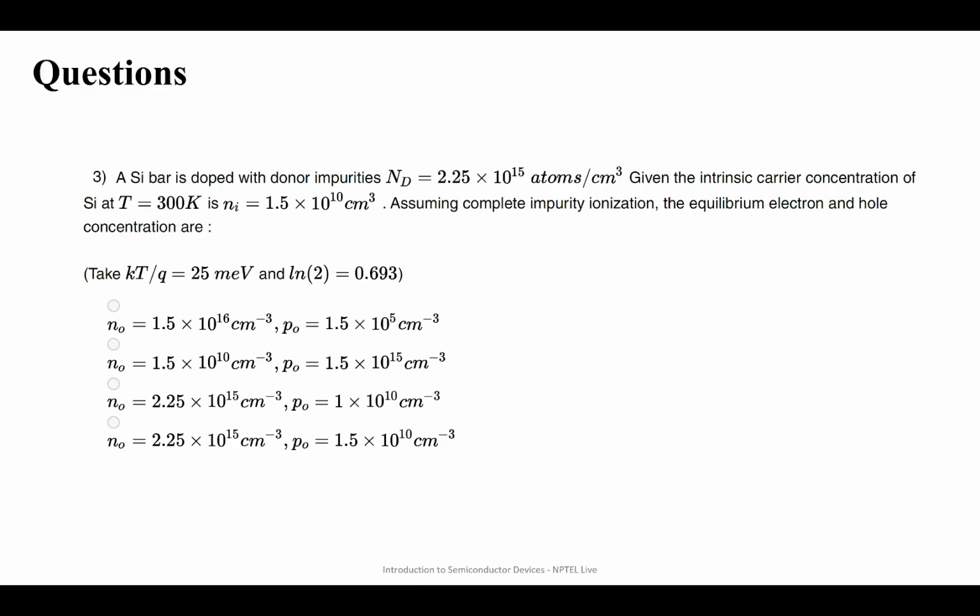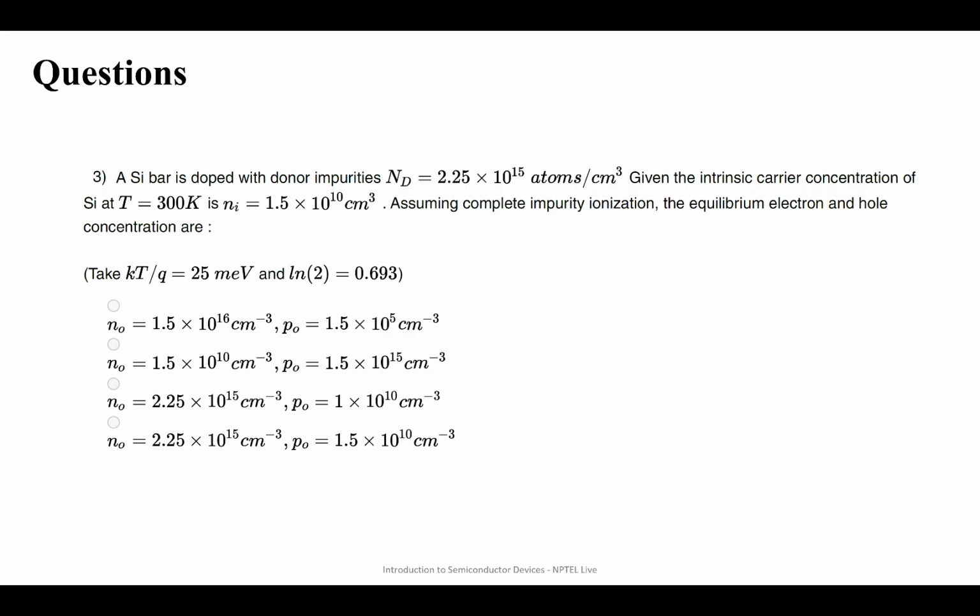A silicon bar is doped with donor impurities Nd equals 2.25 × 10^15 atoms per centimeter cube. Given the intrinsic carrier concentration of silicon at T equals 300 K is Ni equals 1.1 × 10^10 per centimeter cube. Assuming complete impurity ionization, the equilibrium electron and hole concentrations are: take kT by q equals 25 millivolts and ln 2 equals 0.693. N naught equals 1.5 × 10^16 per centimeter cube and P naught equals 1.5 × 10^5 per centimeter cube.